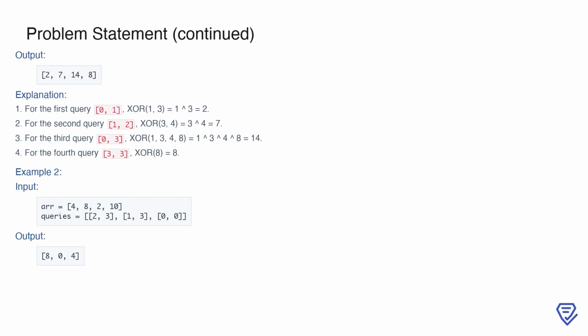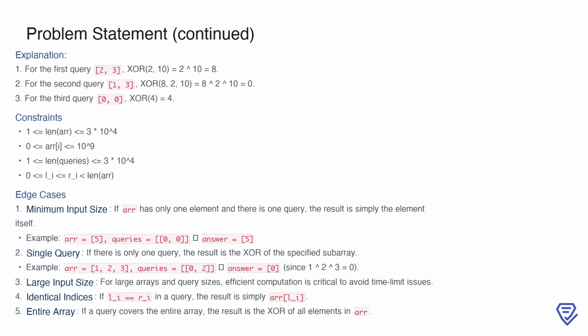In the second example, the input array is 4, 8, 2, 10, and the queries are 2, 3, 1, 3, 0, 0. The output array is 8, 0, 4. For the first query, 2, 3, the XOR of elements at indices 2 and 3 is 2 XOR 10, which equals 8. For the second query, 1, 3, the XOR of elements at indices 1, 2, and 3 is 8 XOR 2 XOR 10, which equals 0. For the third query, 0, 0, the result is simply the value at index 0, which is 4.